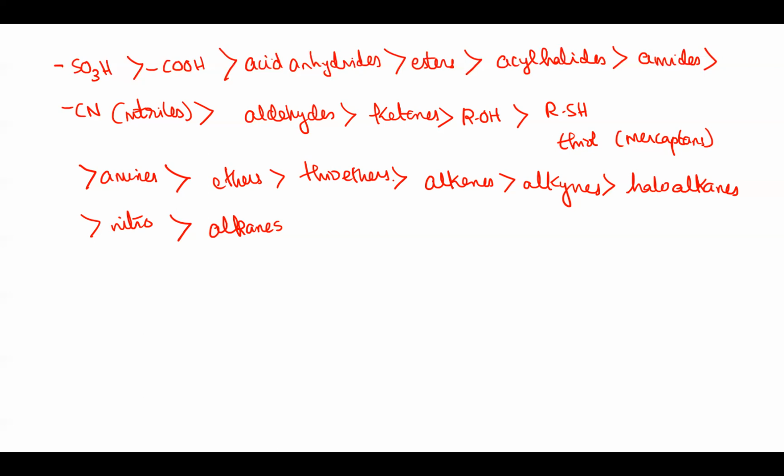This is actually how we can name the functional groups. This is the order of priority of the functional groups. Some books say that carboxylic acid is higher than sulfonic acid. No problem. We can choose anything. That doesn't matter at all. For example, we are going to see the IUPAC nomenclature of this compound.